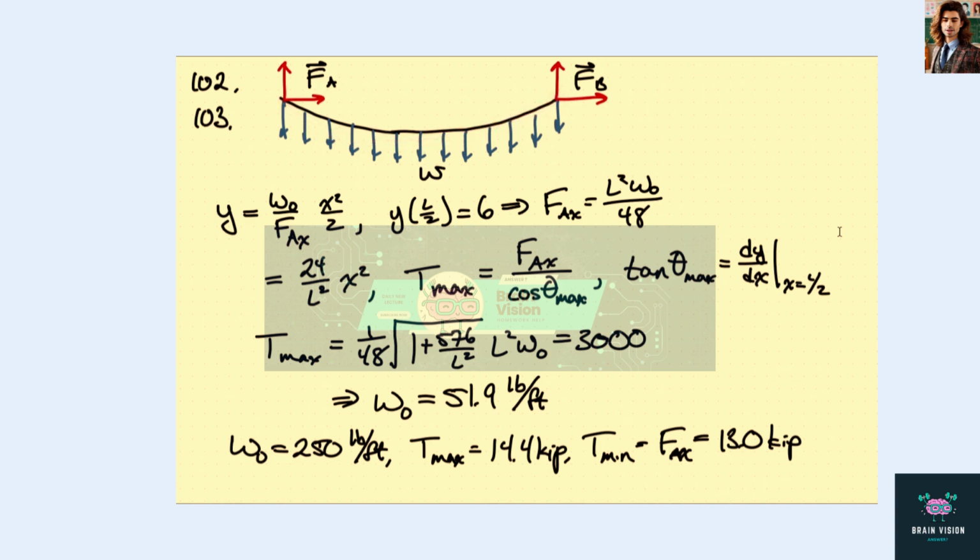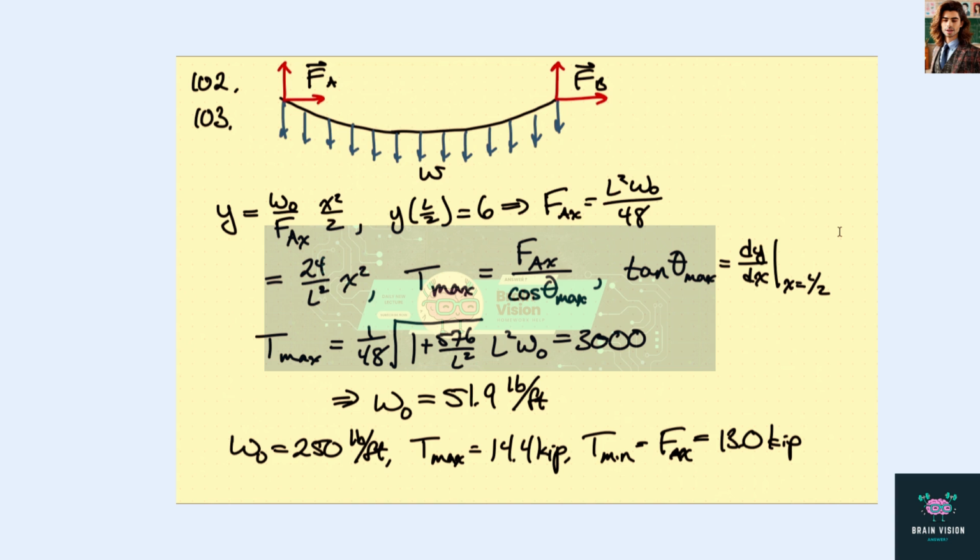And then we know that at L/2, where L is 50 feet in this case, so this distance here, y must be 6 feet, because it goes up 6 feet. So from that constraint, we can find out what the horizontal load is, and then this one will be equal and opposite. So that is L squared W naught over 48. Plugging that into here, we get that y equals 24x squared over L squared.